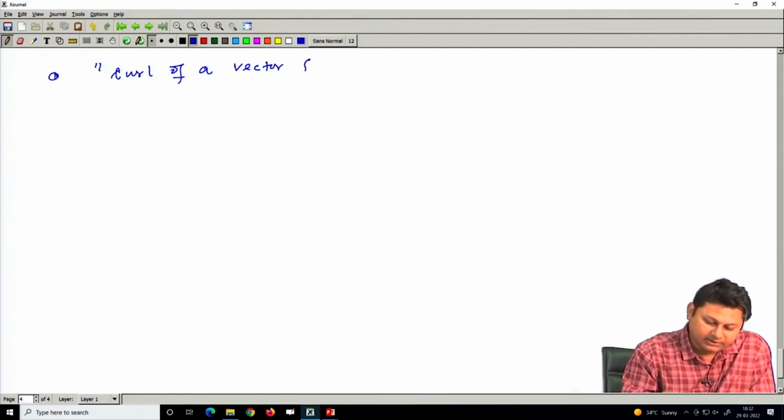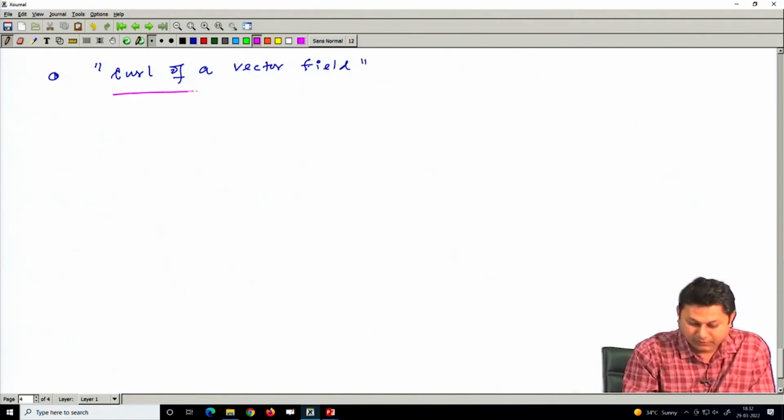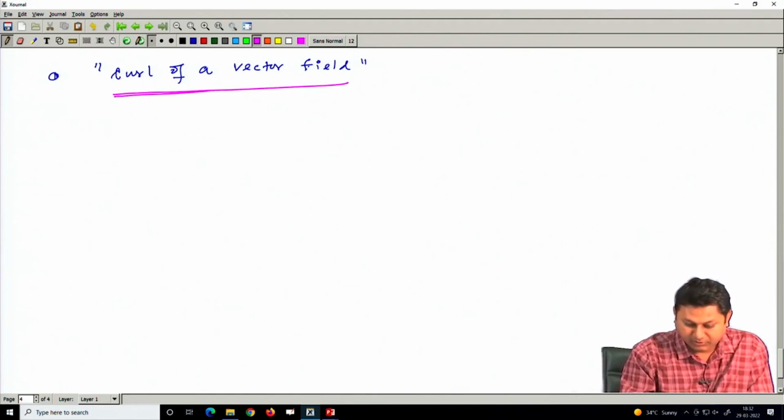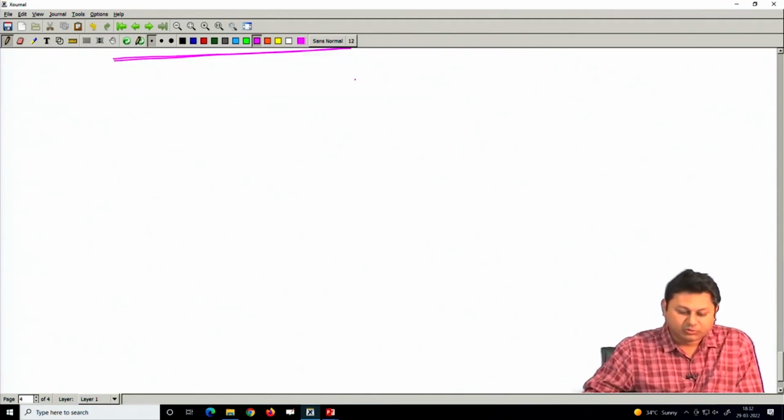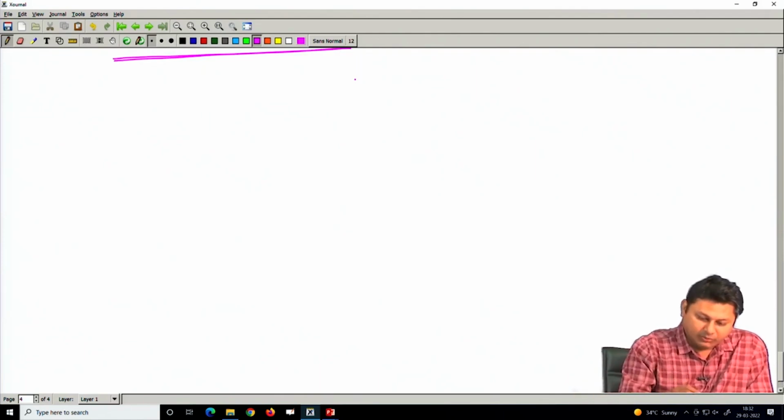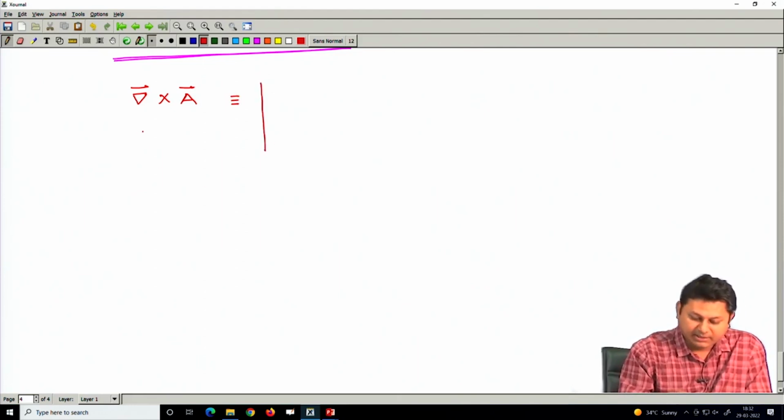Vector function or vector field. So, curl of a vector field, that is the next topic we would like to explore. Let me first define how curl operates. Curl is a vector operator, and it operates over a vector field like this.